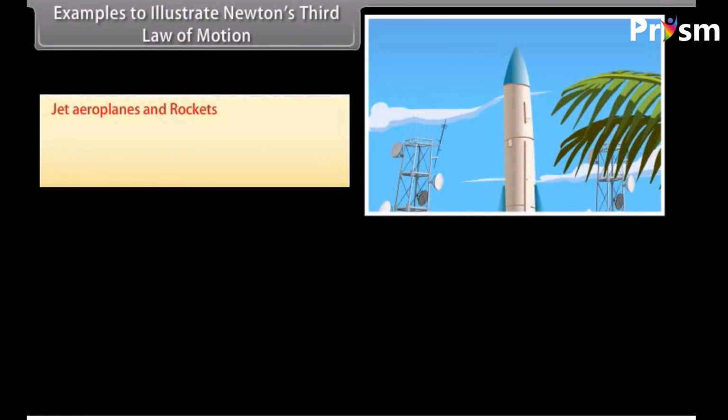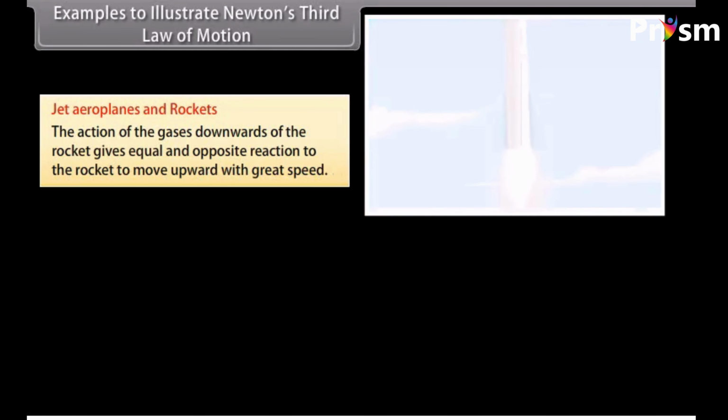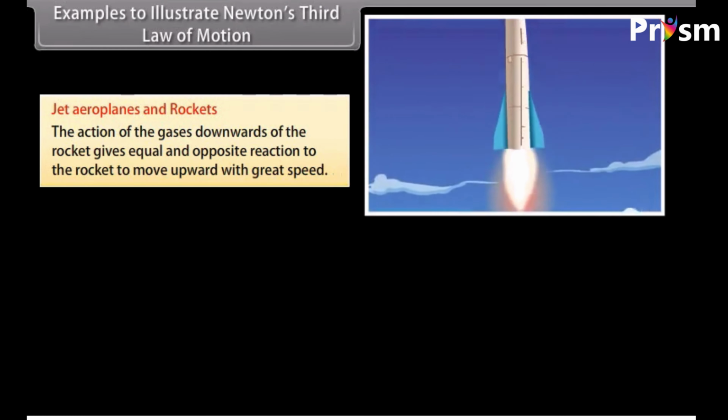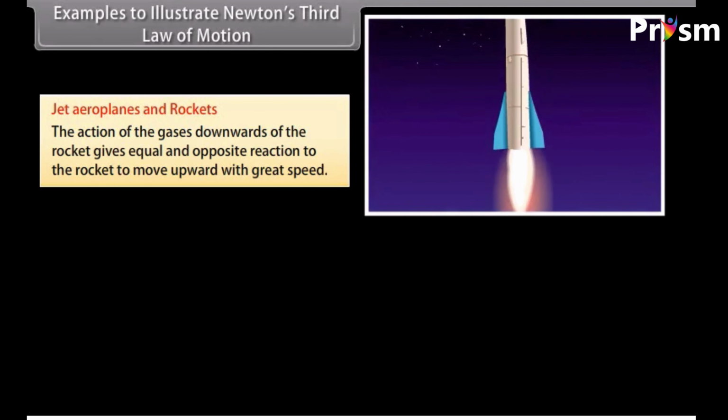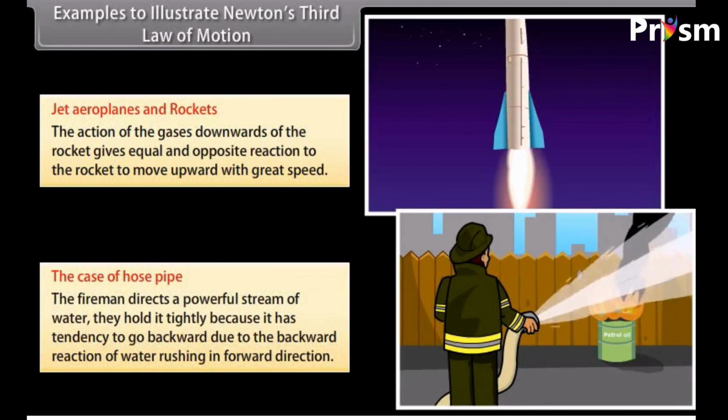Jet aeroplanes and rockets. The action of the gases downwards gives an equal and opposite reaction to the rocket, making it move upward with great speed. The case of the hose pipe. The fireman directs a powerful stream of water. They hold it tightly because it has a tendency to go backward due to the backward reaction of water rushing in the forward direction.